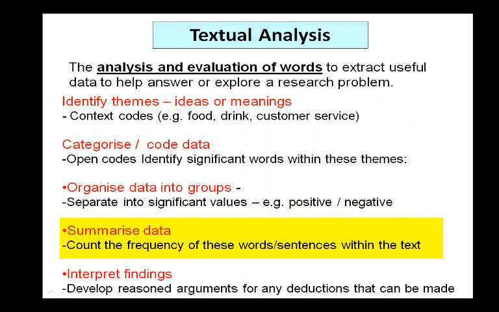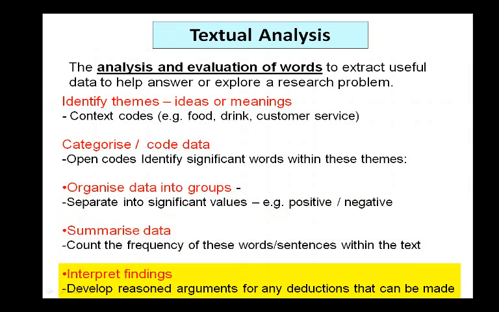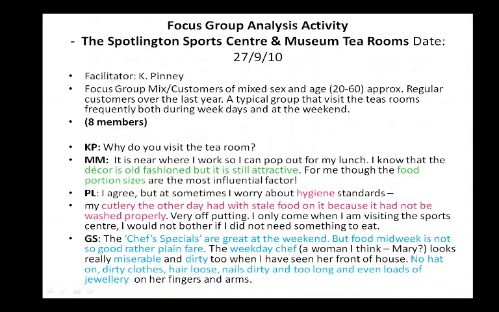Then summarising the data, and one way it can be done is to count the frequency of words or ideas within the text, and then finally to develop reasoned arguments for any of the deductions that you have made when you're interpreting the information. Let's look at an example here.